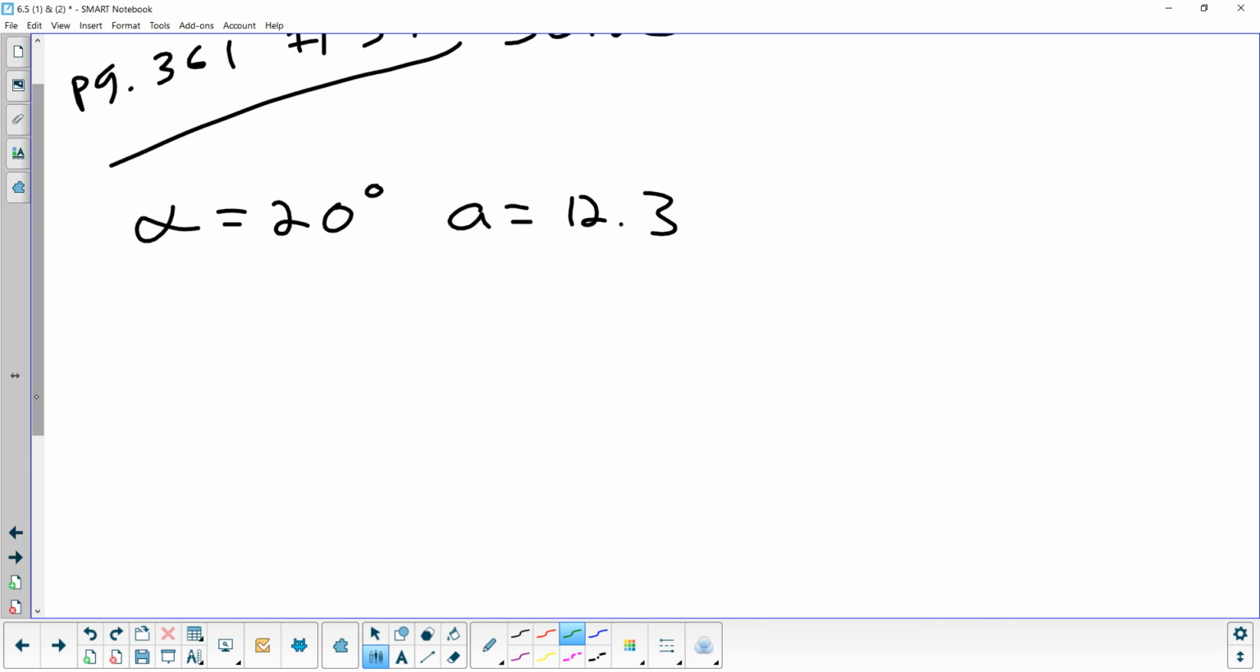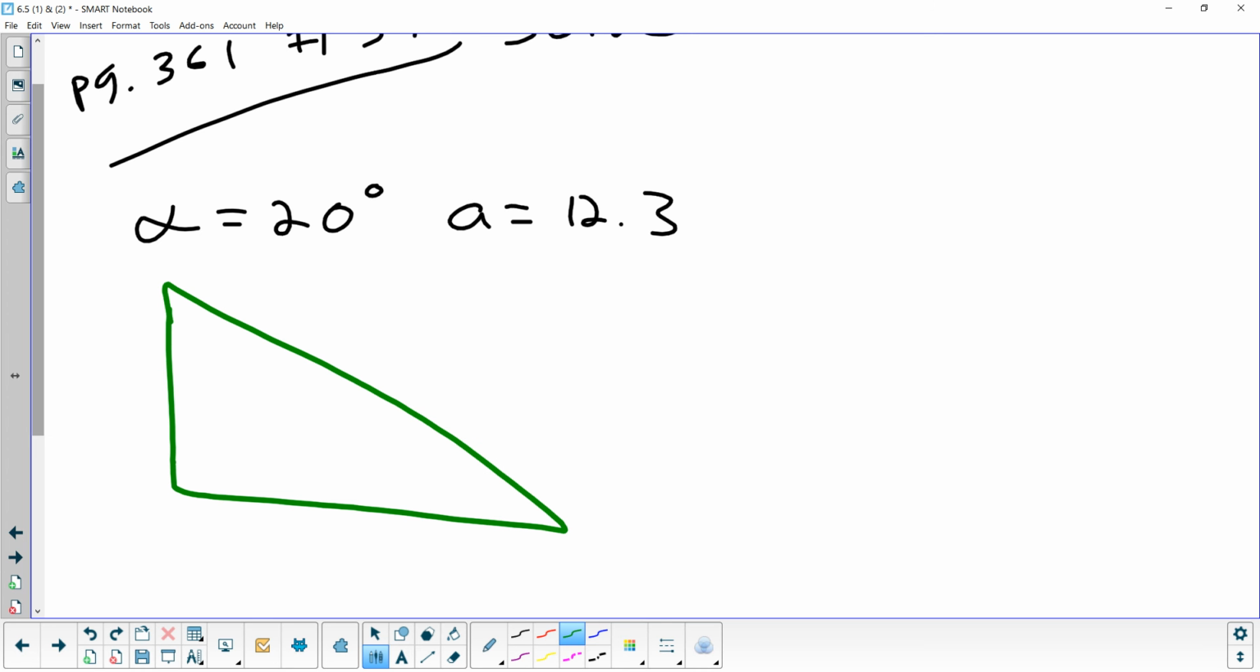All right. Two things we should always set up right away before we even start touching a calculator or doing any math at all. Somebody tell me one thing I should do first. A diagram. Let's make a diagram. If you want to label your diagram first and then erase labels and fill them in later, you can. If you want to call this A, B, C, alpha, beta, and then just erase whichever ones you have. Alpha is 20. So I'm going to put that down here. A is 12.3.